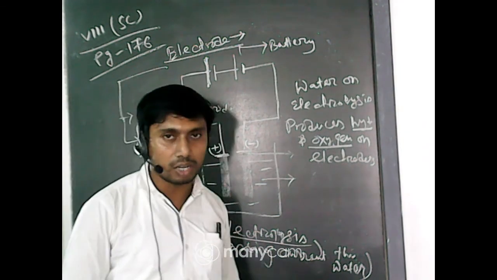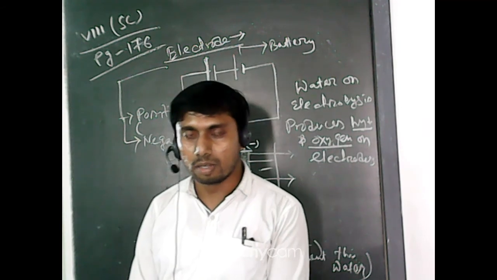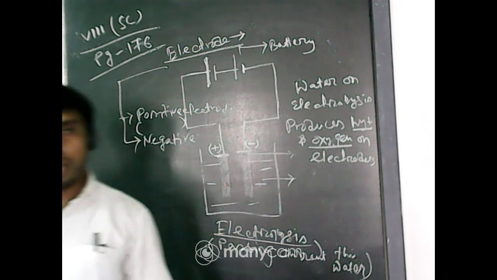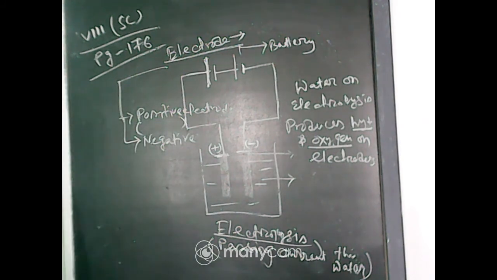So what is electrolysis? Electrolysis is when electricity dissociates one substance into some subparts, and this is called electrolysis, or a change in the chemical composition of any substance by the passage of electricity is called electrolysis.